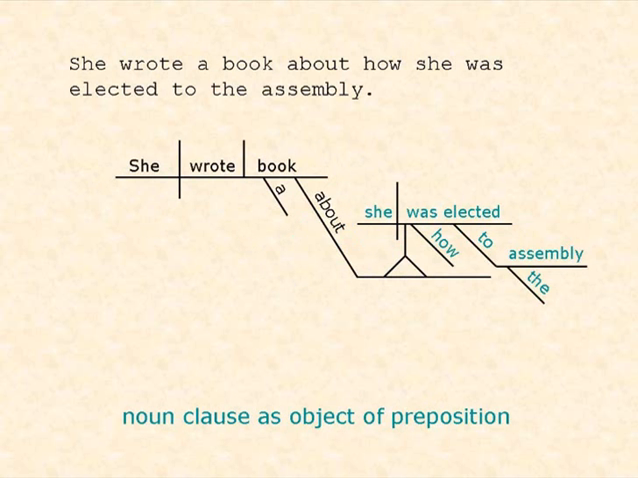Here, the noun clause is the object of the preposition. The noun clause is how she was elected to the assembly.